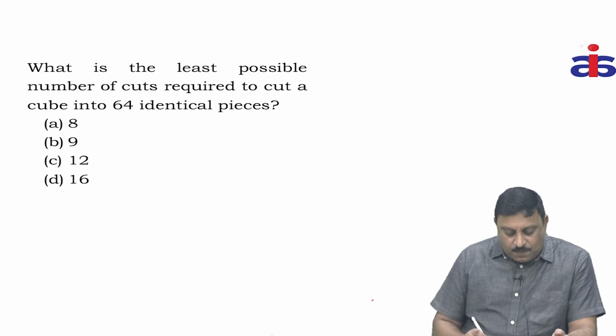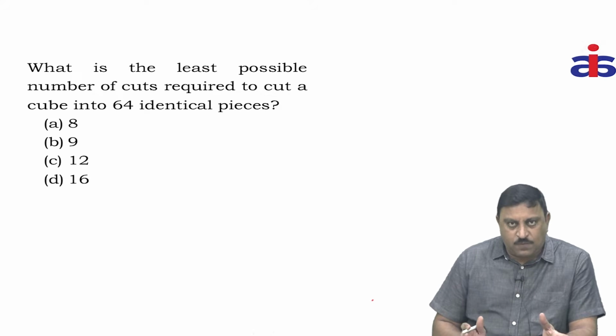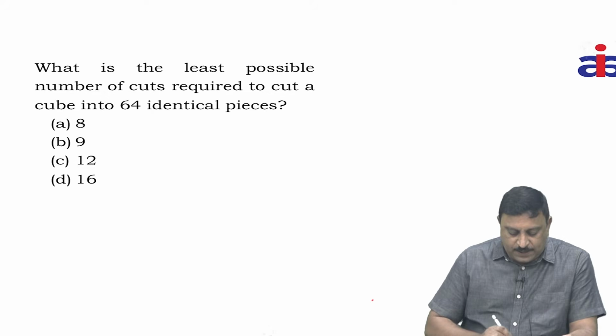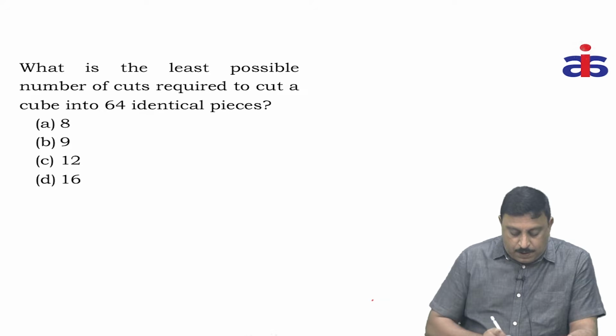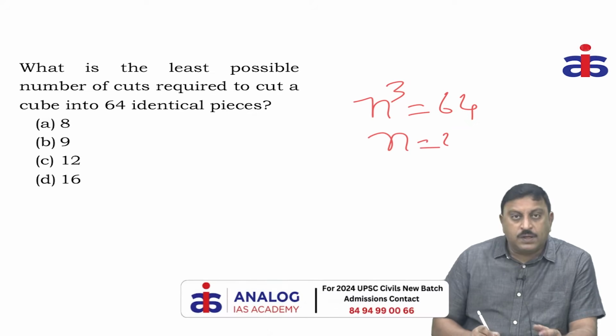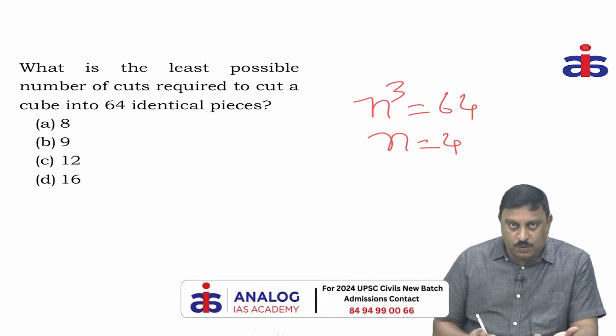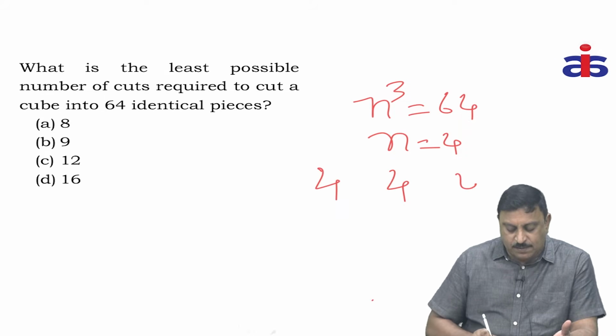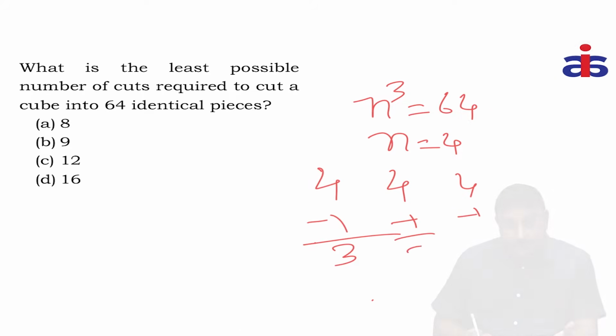Here, the number of such cubes is 64, so if I take n cubed, n cubed should be 64, so what should n be? n should be 4. So the cube should have edge length 4. How many cuts are needed? In general we say it is one less than the side. That means 3 cuts lengthwise, 3 cuts breadthwise, and 3 cuts heightwise. So 3 plus 3 plus 3, that is 9.